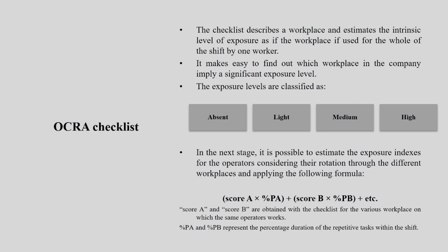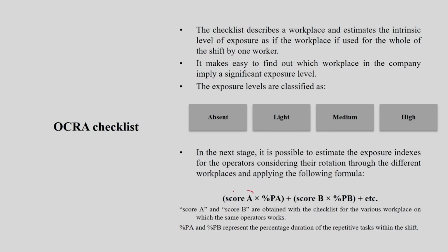It makes it easy to find out which workplace in the company implies a significant exposure level. Okay, so it tries to find out which is going to give more problems. The exposure levels are classified as absent, lightly present, medium, moderately present or medium, and high. In the next stage it is possible to estimate the exposure index or indices for the operators, considering their rotation through the different workplaces and applying the following formula.